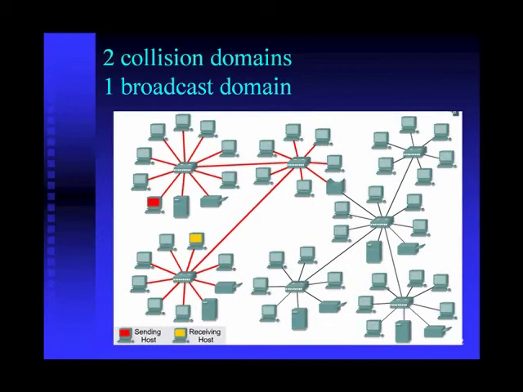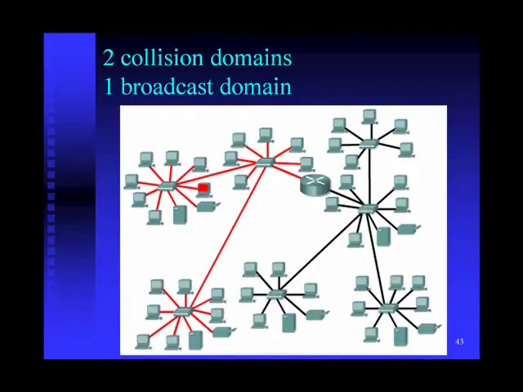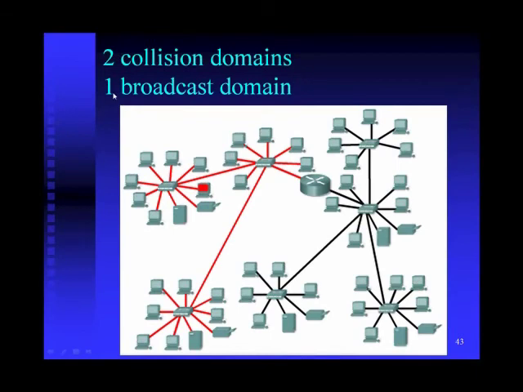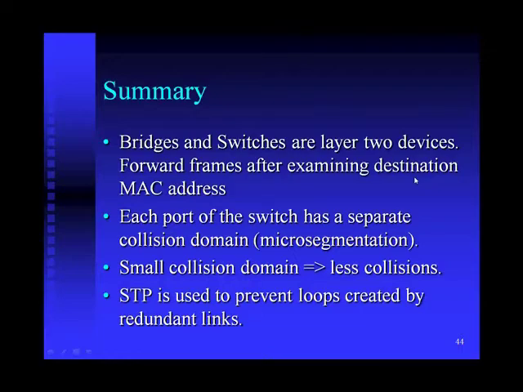So in this example here, with the bridge in here, we have two collision domains, but we have one big broadcast domain. If we took that bridge out and we put in a router instead, we would have two collision domains and two broadcast domains. That is incorrect there. That would be two broadcast domains, one on this side and one on the other side.